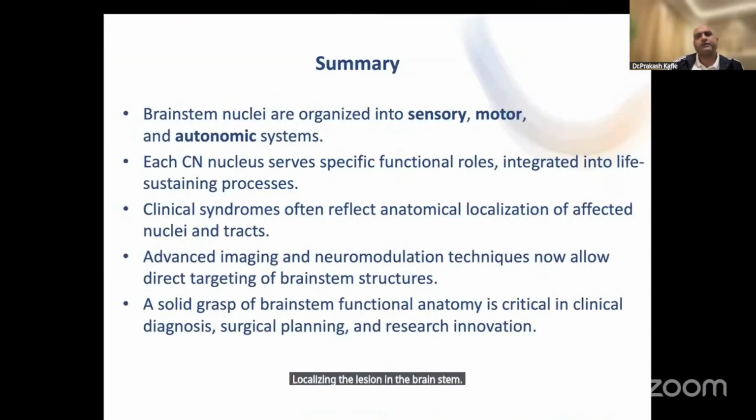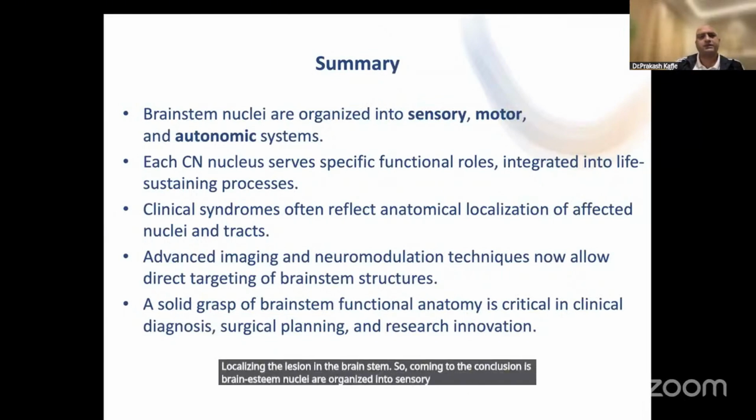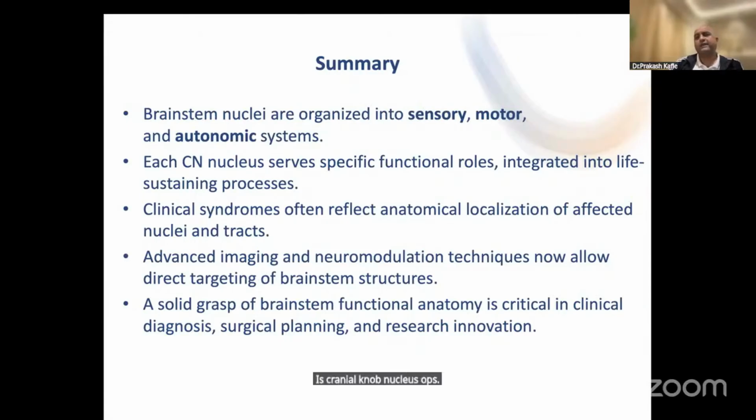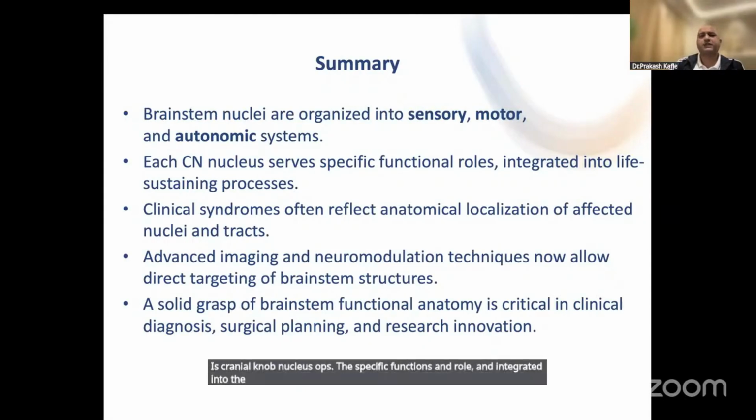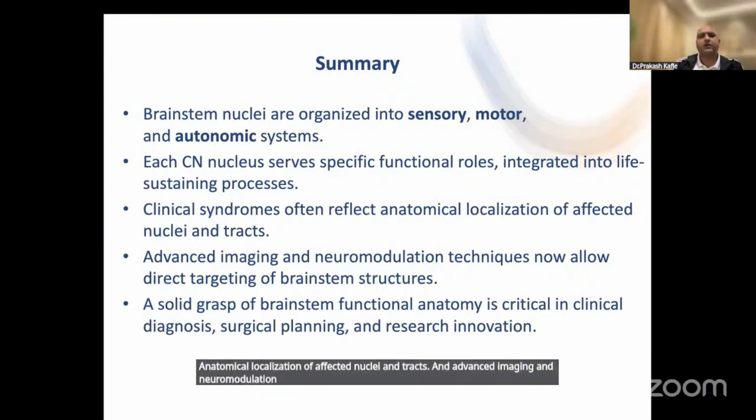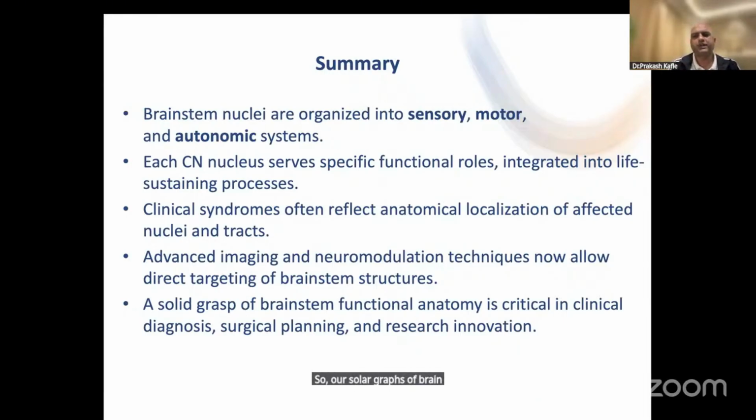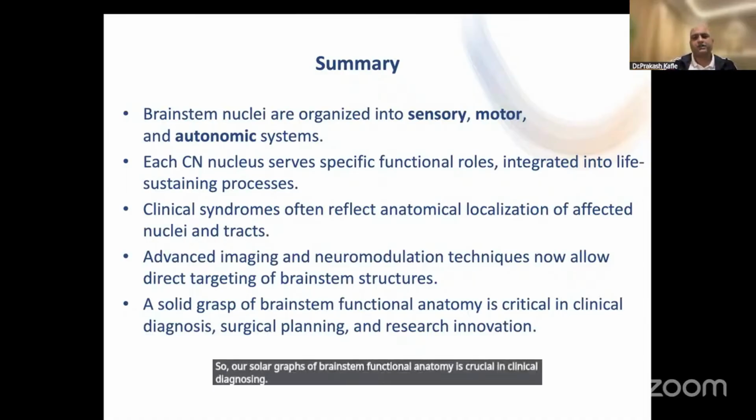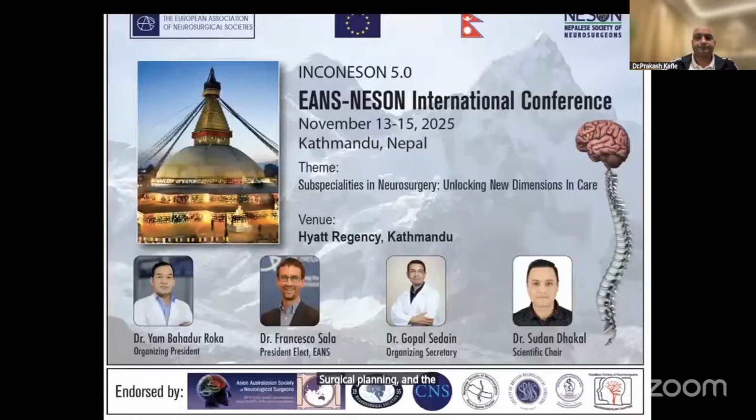Coming to the conclusion: brainstem nuclei are organized into sensory, motor, and autonomic systems. Each cranial nerve nucleus serves specific functions and is integrated into life-sustaining processes. The clinical syndromes often reflect the anatomical localization of affected nuclei and tracts, and advanced imaging and neuromodulation techniques now allow direct targeting of brainstem structures. So a solid grasp of brainstem functional anatomy is crucial in clinical diagnosis, surgical planning, and research innovation.